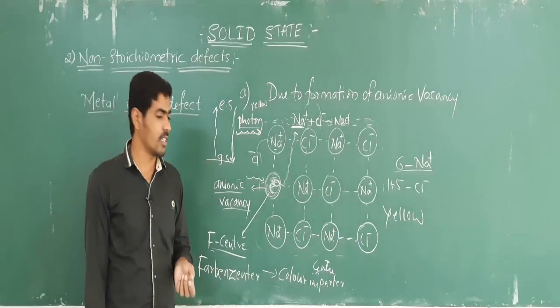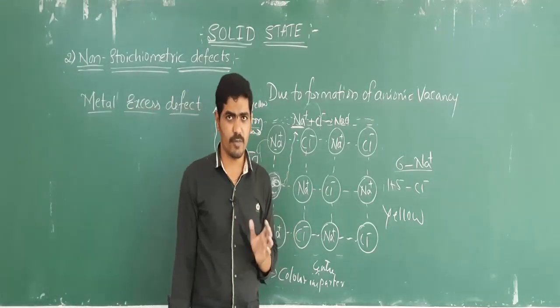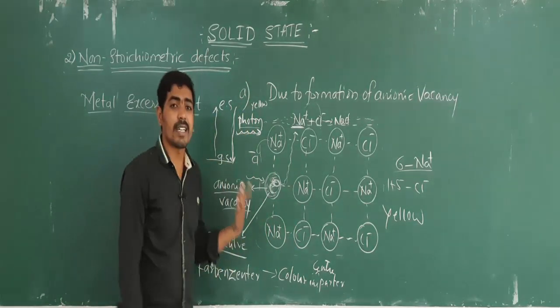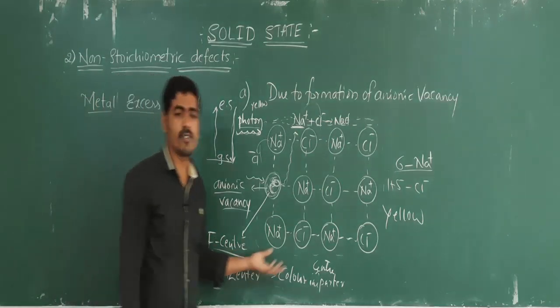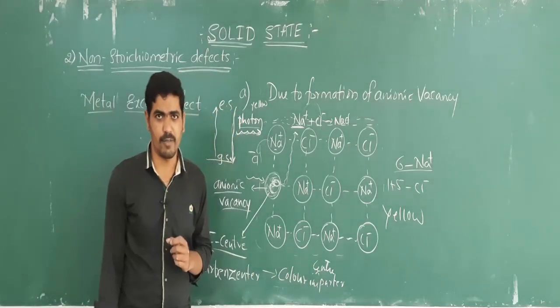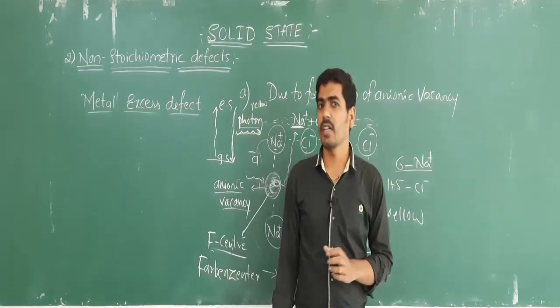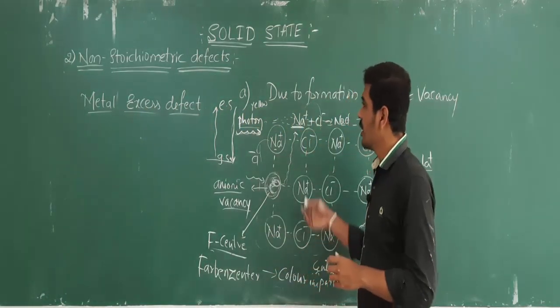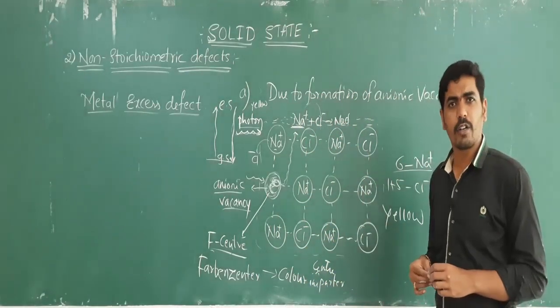And what is the consequence? It gives color to the crystals. Or what is the consequence of F center? It is nothing but it gives the color to the crystal. That is one of the consequences of F center. Okay, so this is about metal excess defect due to formation of anionic vacancy.